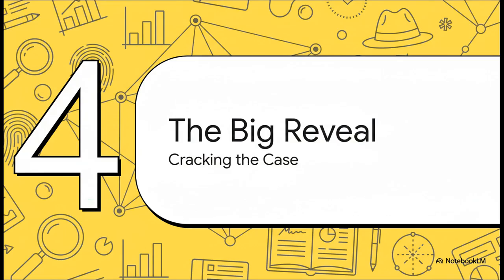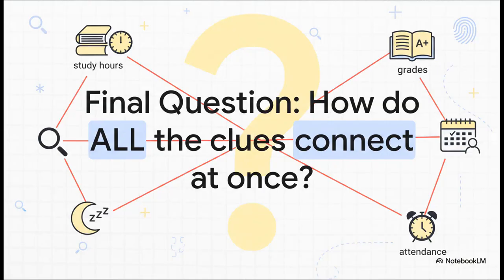Okay, we've gone through the evidence piece by piece. We've checked out distributions, we've looked at relationships, and we've hunted for outliers. Now, it's time for the big reveal. This is where we put all the clues together in one single, powerful picture. This is it, the final question of our investigation.